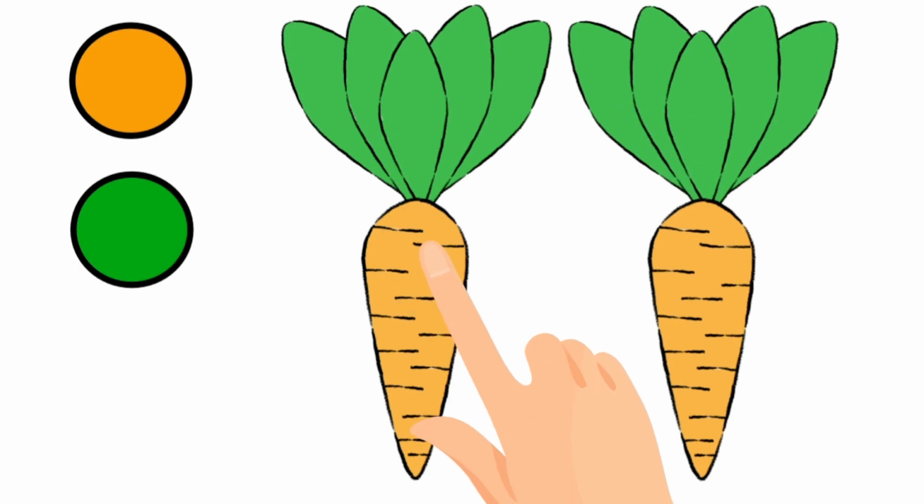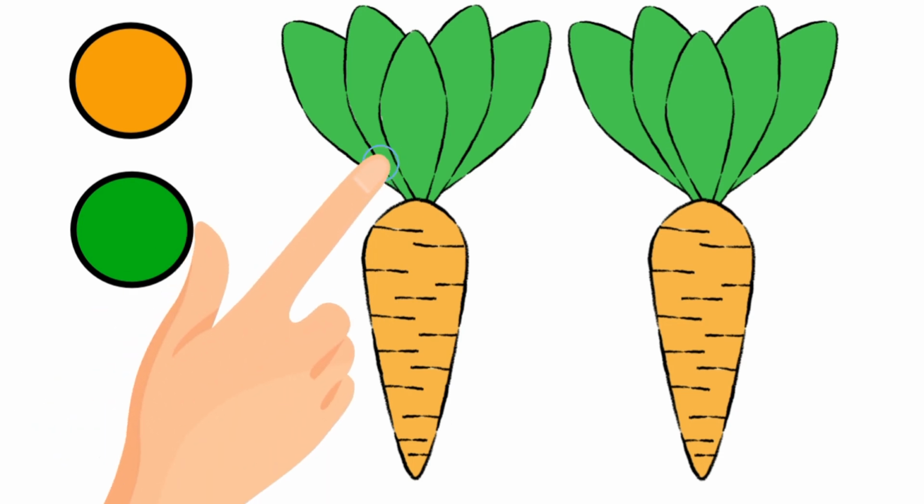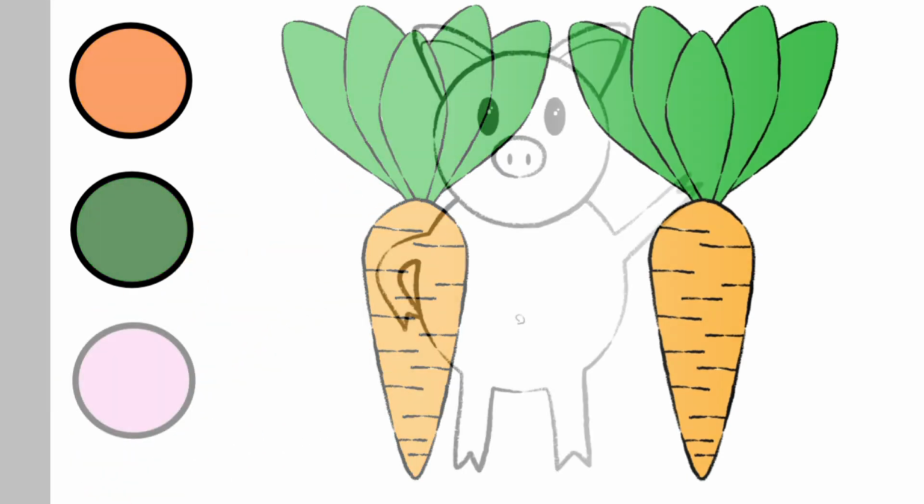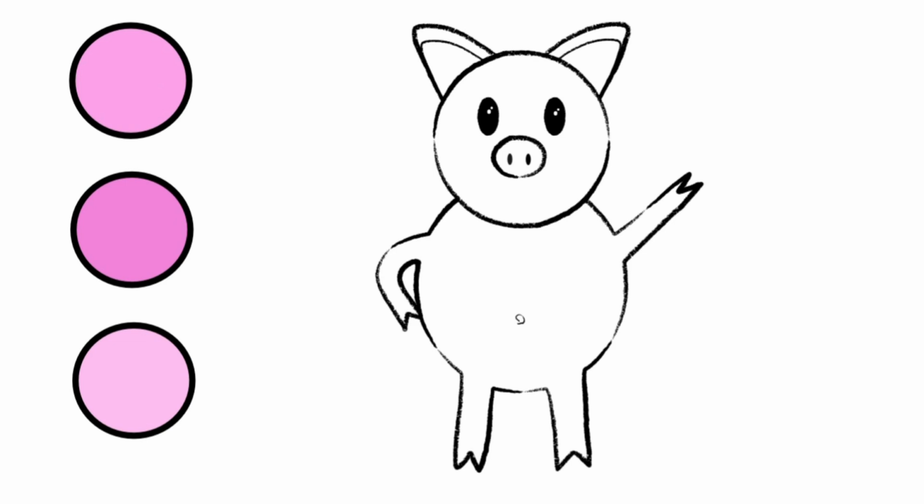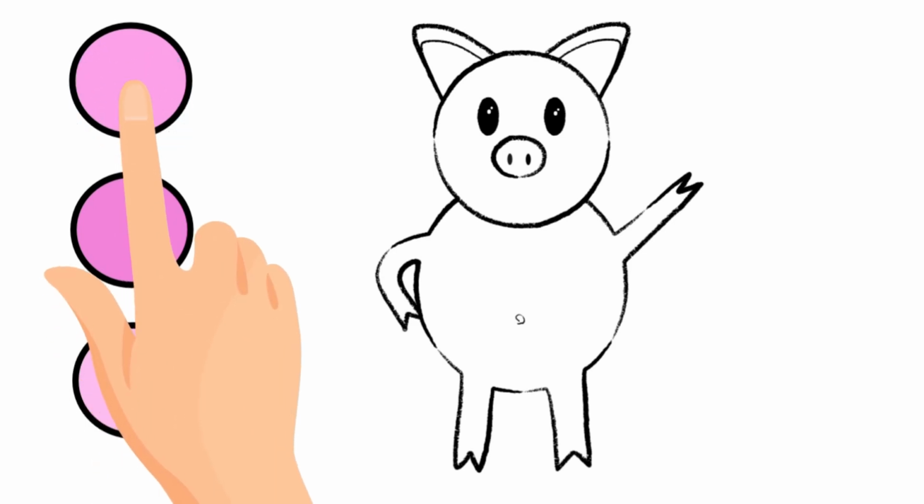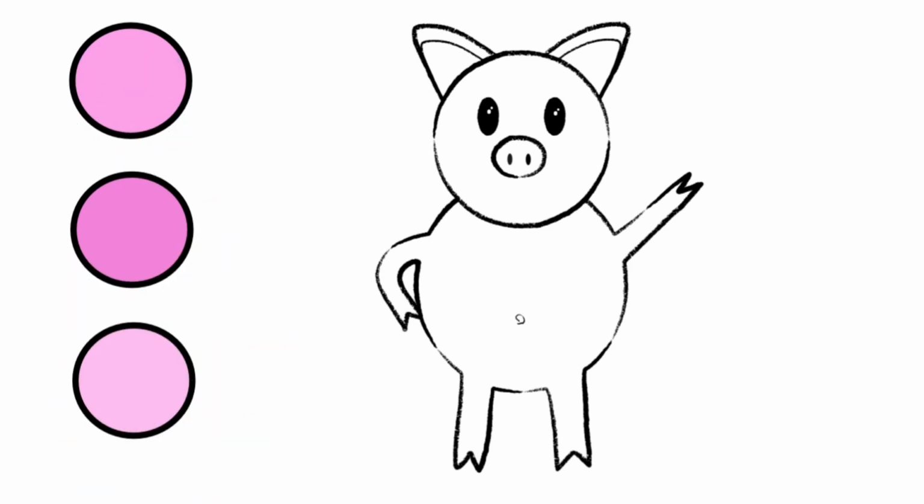This is orange. This is green. This is pink. This is dark pink. This is light pink.